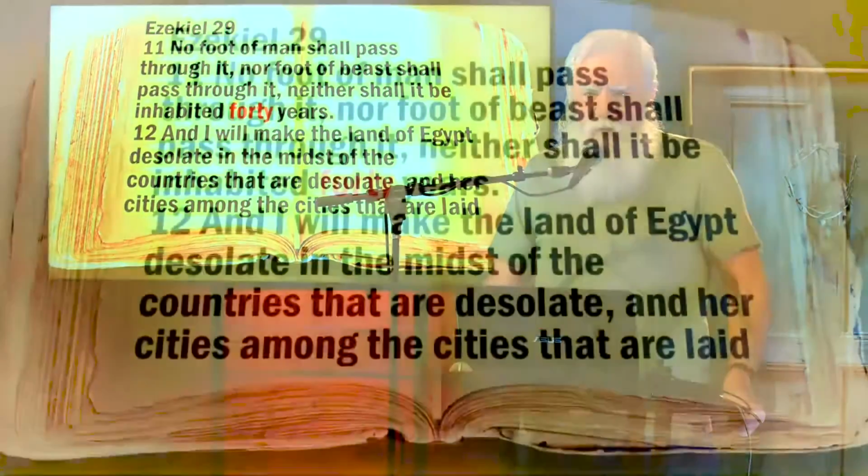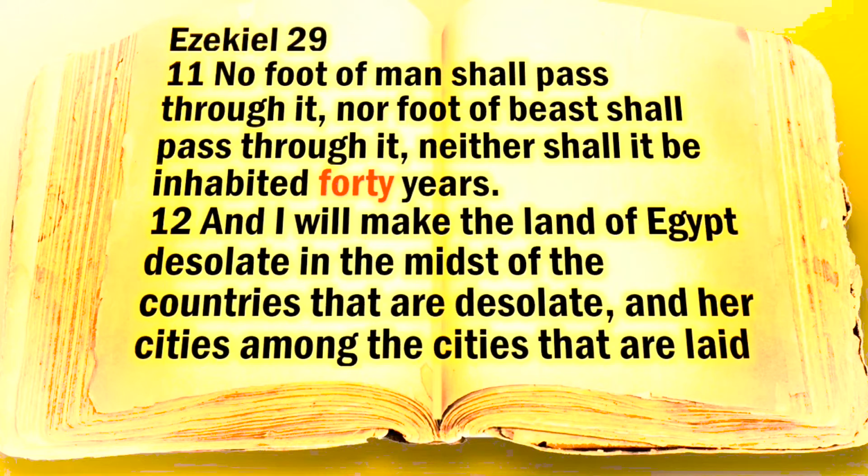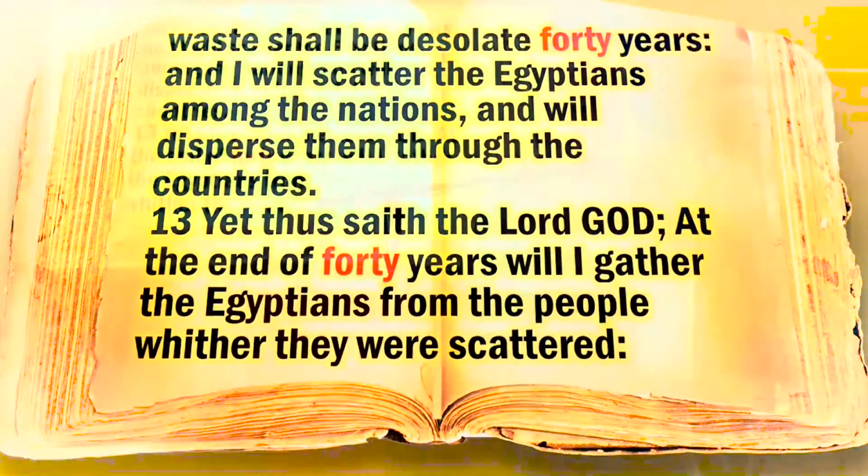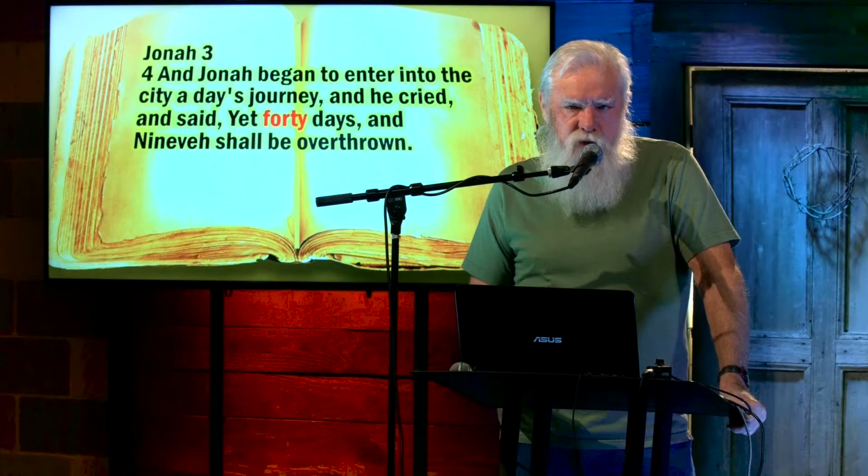No foot of man shall pass through it, nor foot of beast shall pass through it, neither shall it be inhabited 40 years, talking about Egypt. And I'll make the land of Egypt desolate in the midst of the countries that are desolate, and her cities among the cities that are laid waste shall be desolate 40 years. And I'll scatter the Egyptians among the nations, and I'll disperse them through the countries. And this is exactly what he did. This was the prophecy. It was fulfilled. Thus saith the Lord God, at the end of 40 years will I gather the Egyptians from the people where they were scattered. And thus he did. So that was 40 years of testing for the nation of Egypt.